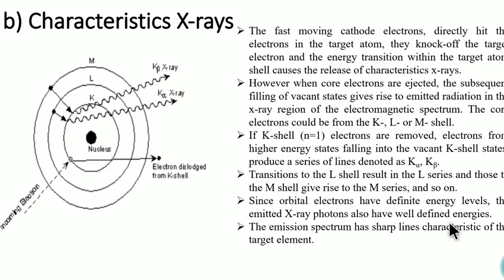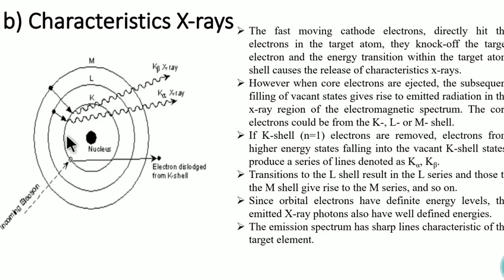Now we will go to the characteristic X-rays. In the case of characteristic X-rays, as I already explained, when fast moving cathode rays directly hit the electrons in the target atoms, they knock off the electrons. The energy transition within the target atom shells causes the release of characteristic X-rays. This phenomenon is based purely on the atomic shell structure of the target material. Hence, the release of characteristic X-rays depends on the target material. This process can be explained with the help of an energy level diagram.